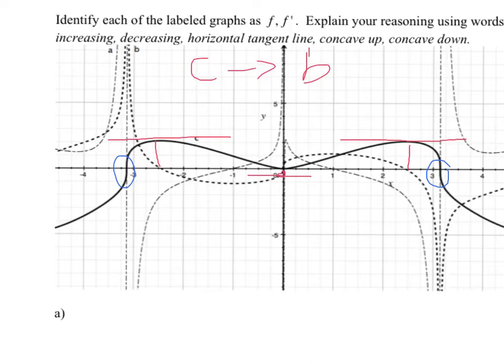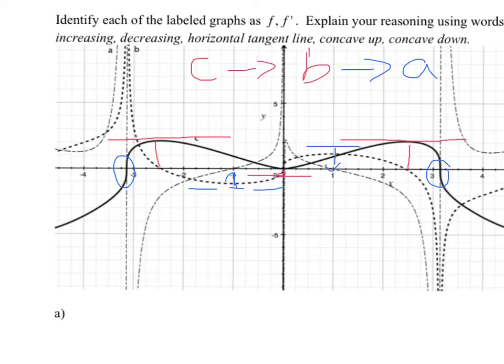Let's take a look at graph B. Graph B has a horizontal asymptote at -1. That happens to coincide with the 0 for the other graph. It also has a horizontal asymptote at +1, and that coincides with a 0. So rather nicely, it looks like the lighter of the two dashed lines is A.